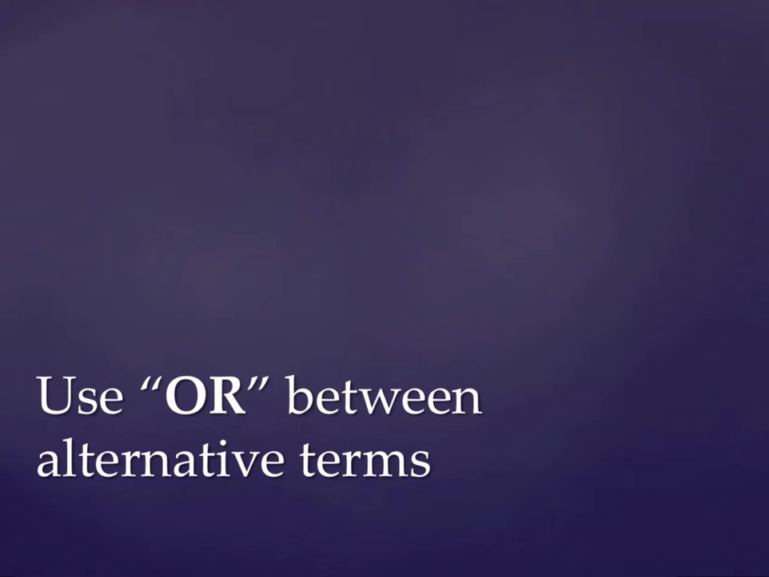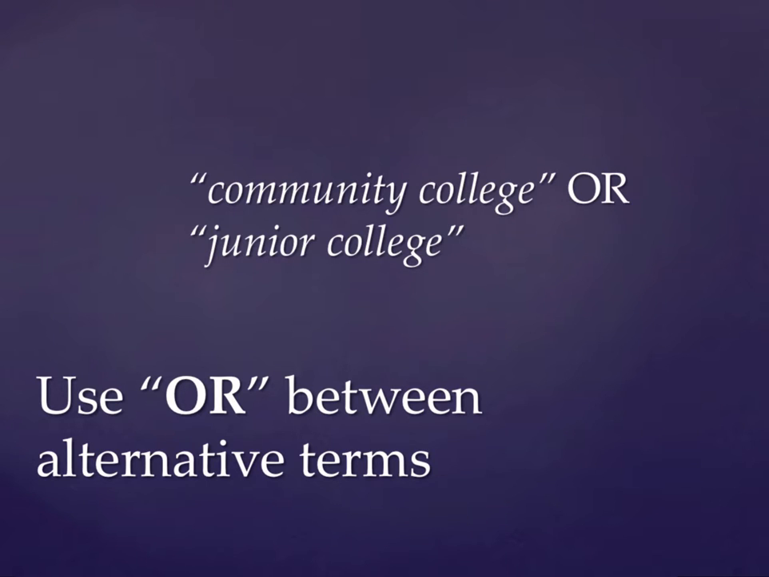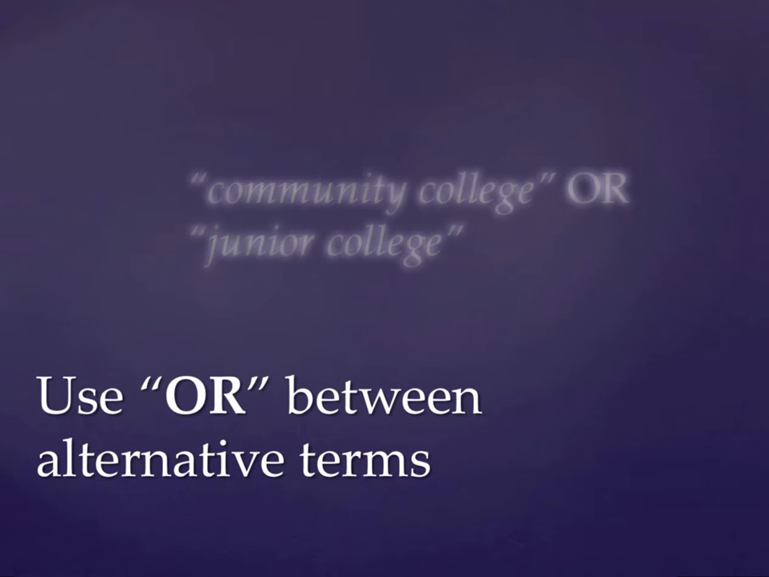Use OR between alternative terms. For example, we would search for community college or junior college. Since junior college is an alternative to community college, we don't care which of these two terms the search engine retrieves. Either one is okay. Using OR between terms is a way to broaden or expand your search.